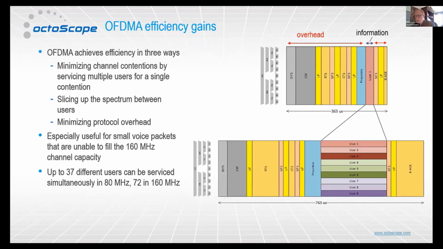I didn't draw a diagram for 37 users, but one can. The standard allows packing 37 different users simultaneously into the 80 megahertz band, and indeed 72 in 160 megahertz bandwidth. So this is a depiction. These are drawn roughly to scale, and gives one an idea of the benefit in efficiency there.